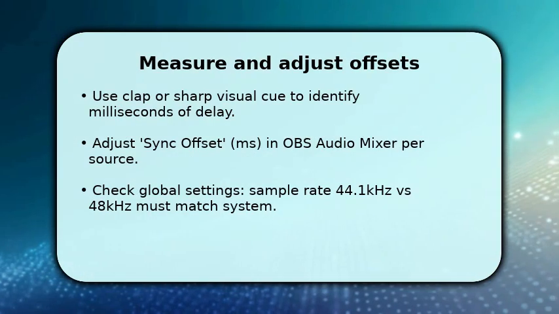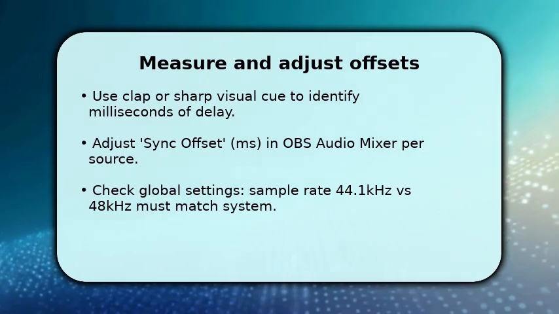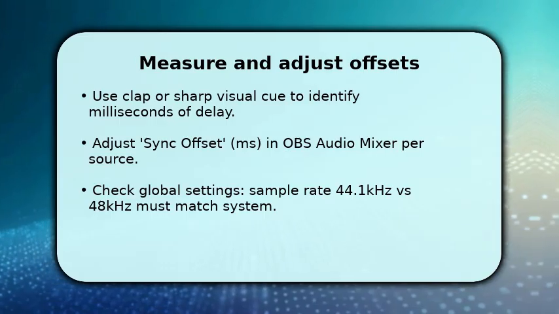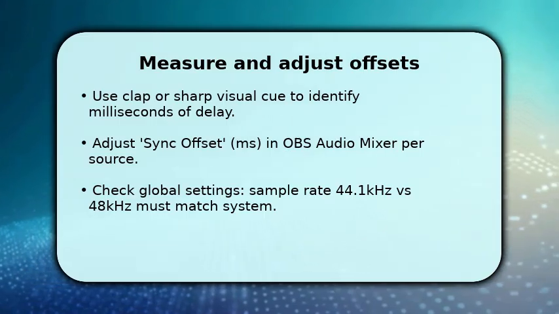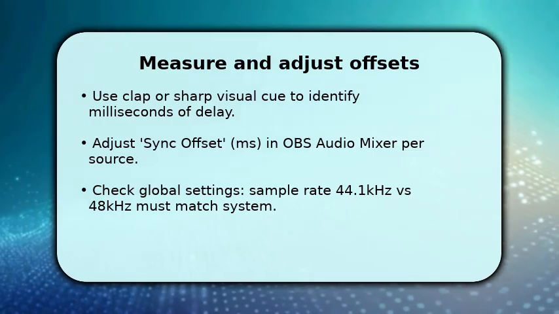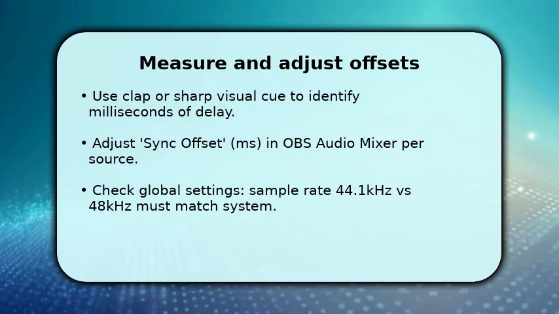Now you measure the offset. Clap once in view and compare waveform to frame, count milliseconds from video frame to audio peak. Once you have a number, open OBS Mixer, click the gear, go to Advanced Audio Properties, and enter the sync offset for that source. Negative or positive values shift audio earlier or later.